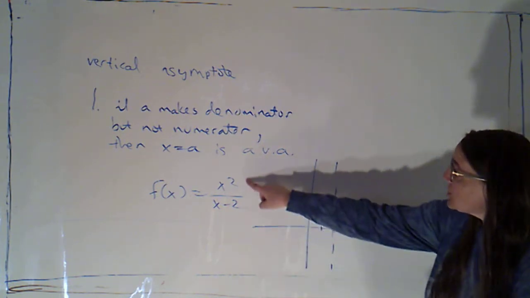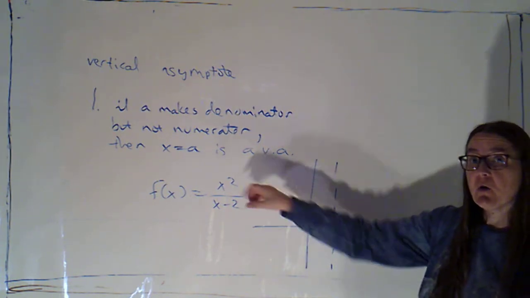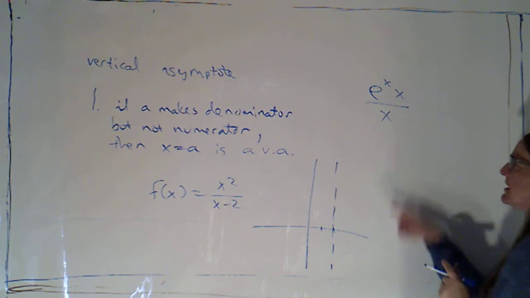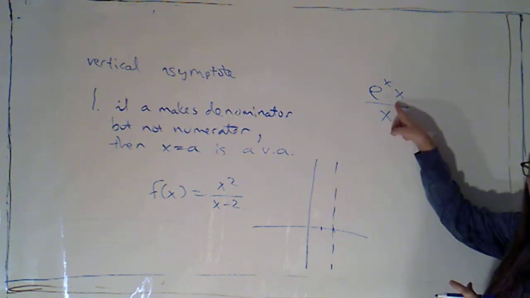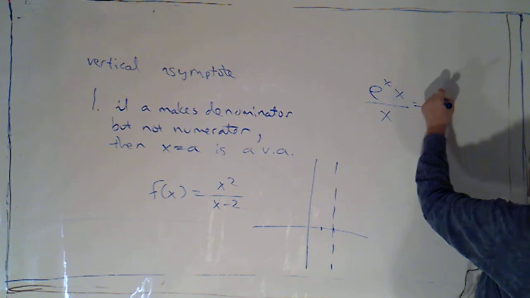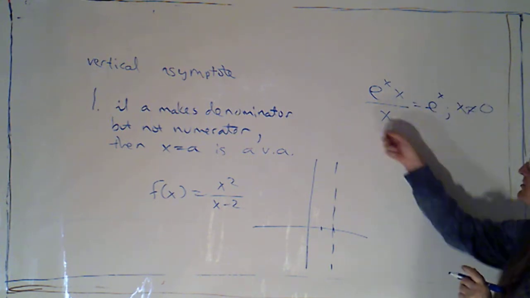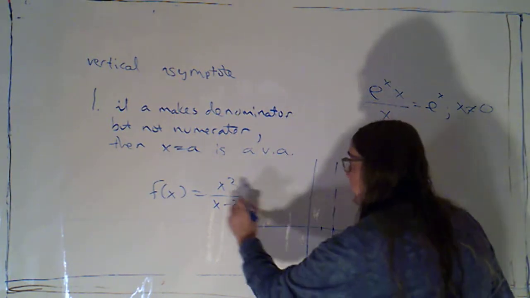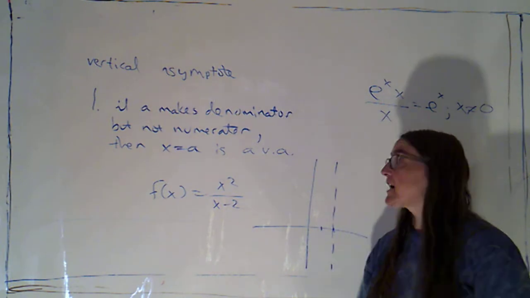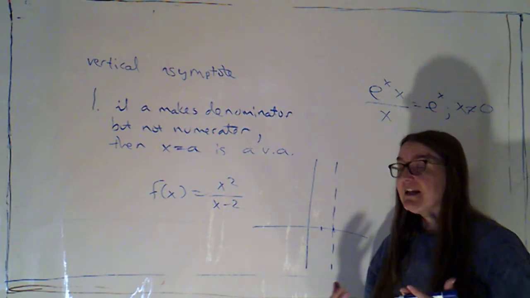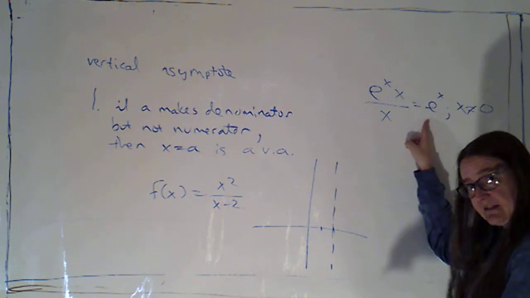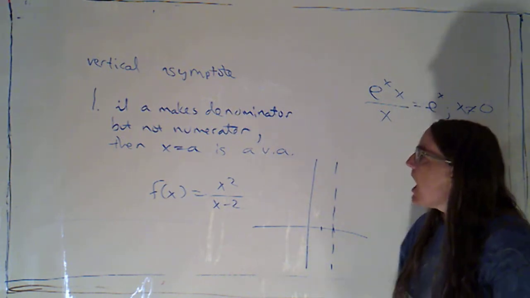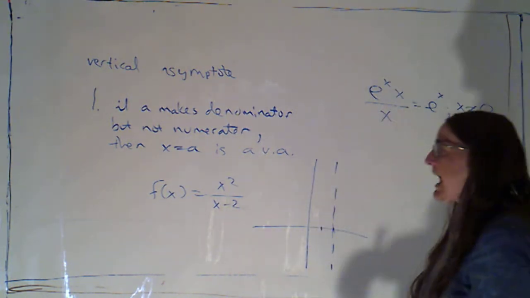Okay. I do need to check whether it makes the top 0, because if you remember a while ago we had e to the x times x over x. So 0 made the bottom 0, but it also made the top 0. So I was able to cancel and just get e to the x with x not equal to 0. So that corresponded to a hole rather than an asymptote. But basically, if you've got a value that makes the denominator of a fraction 0, it's not in the domain. It's either the location of a hole if you can cancel it out, or it's the location of an asymptote if you can't.